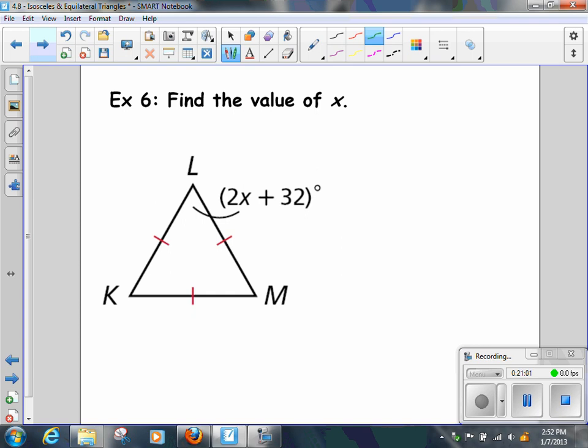What kind of triangle is this? Jade, you're throwing your voice again. Stop that. It's equilateral. How did you know? Because all the sides are congruent. If all the sides are congruent, then what? It equals 180. 60 degrees.